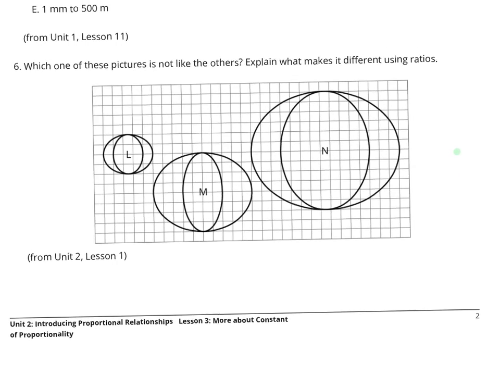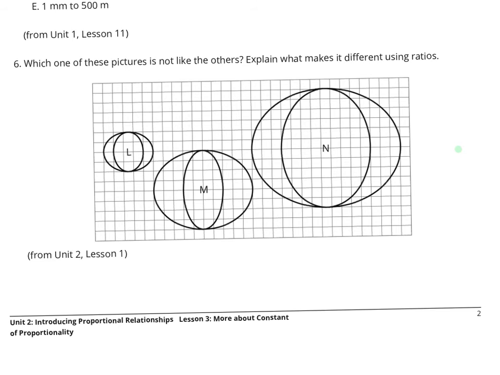And down to question 6, which of these is not like the other? Explain what makes it different using ratios. And again, I'm going to make a table here, and I'm going to do length to width. What looks different? So these look the same, except that middle part looks different to me. The middle part has 4 to 8 for M. The middle part in L has 3 to 4 units. That's for L.